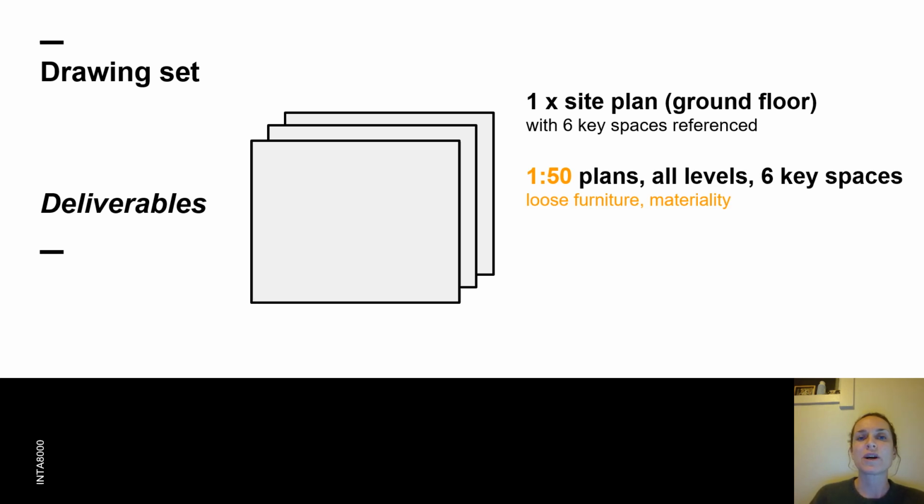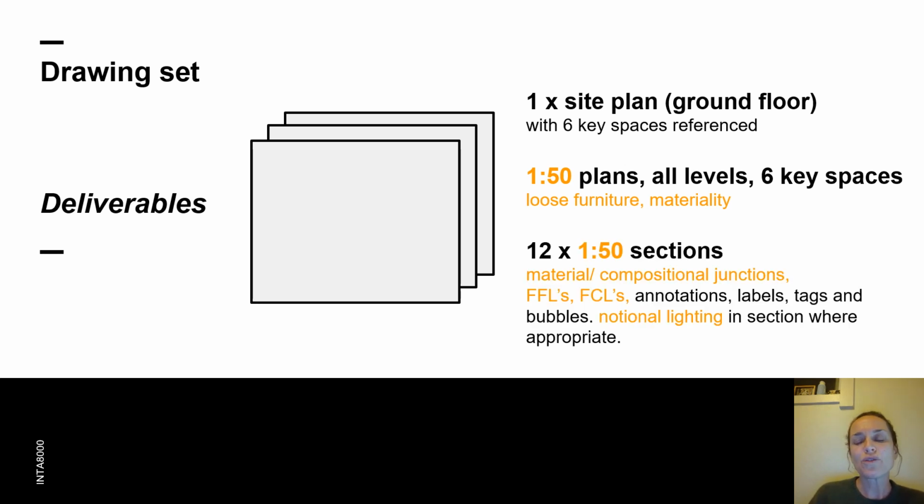We're shifting from 1 to 100, and we're now drawing at 1 to 50. This means that the same elements will be there as your 1 to 100 drawings, but you'll see these at greater detail. And this means that you really need to consider materiality and loose furniture. Fixed joinery should be there as it was in assessment 2.